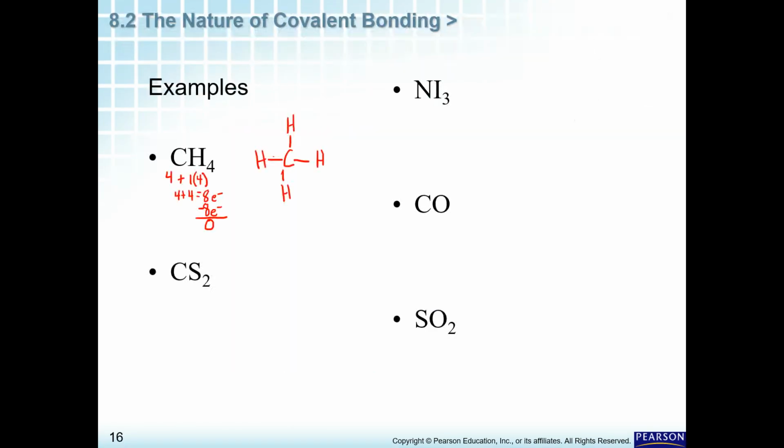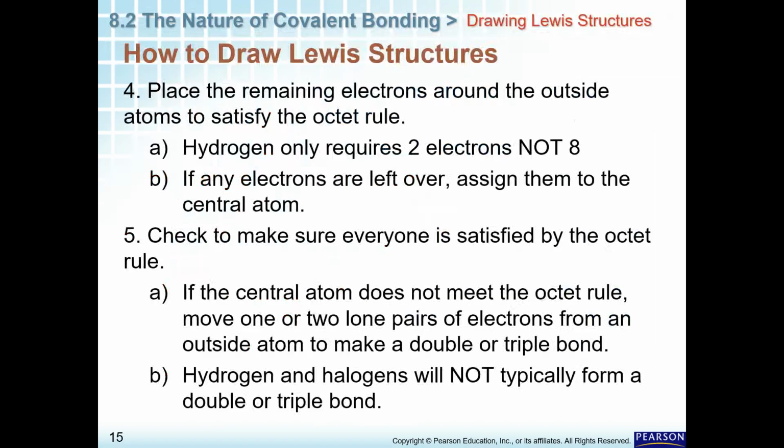Rule number 4, if we have any remaining electrons, we should make sure the outside's happy first. We don't have to worry about that rule because we did not have any electrons remaining, so we're going to go to rule number 5. Check to make sure everyone is happy with the octet rule. So if the central atom does not meet it, that is when we're going to have to move electrons around and form a double or triple bond.